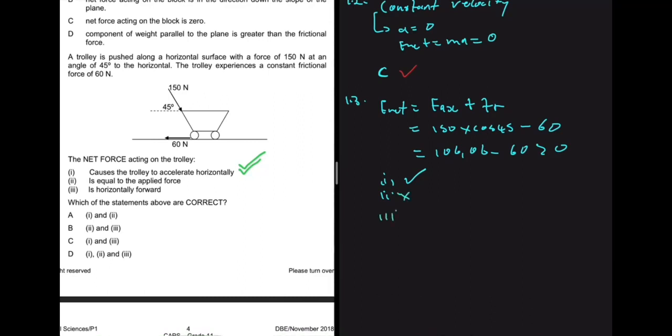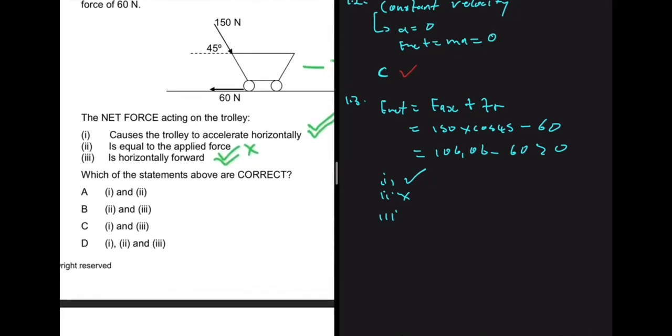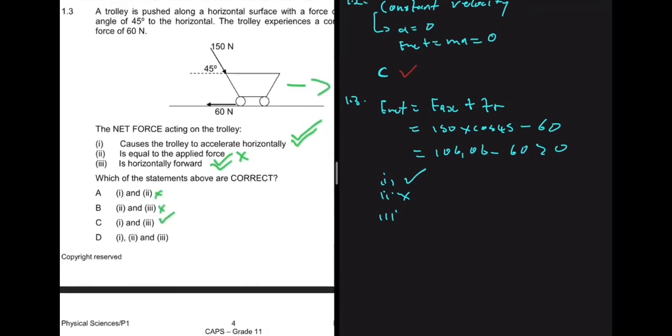Let's look at the third one. So we're saying this here is not true. The net force acting on the trolley is horizontally forward. That is true, right? Because it's positive, we're moving in the right direction. So here our options, we're saying the first one and the third one are true, right? And that seems to be option C, right? So for 1.3, we are going with option C. So that's our answer for 1.3.